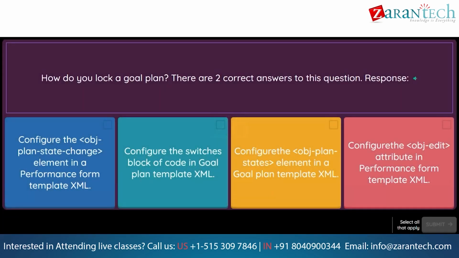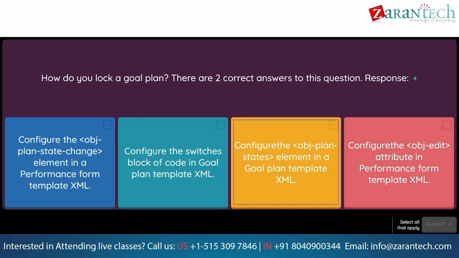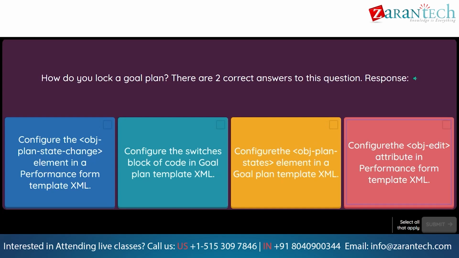Question: how do you lock a goal plan? There are 2 correct answers to this question. Response: Option 1, configure the object plan state change element in a performance form template XML. Option 2, configure the switches block of code in goal plan template XML. Option 3, configure the object plan states element in a goal plan template XML. Option 4, configure the object edit attribute in performance form template XML.